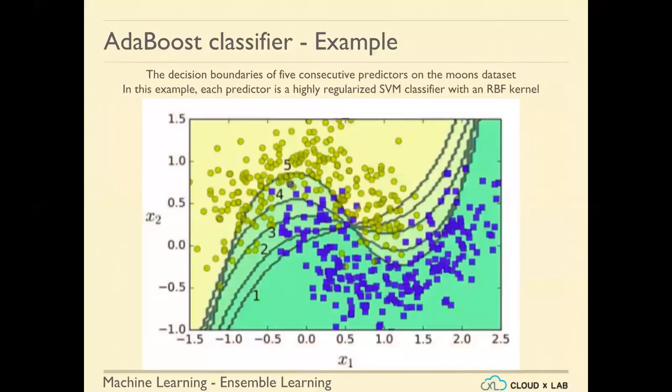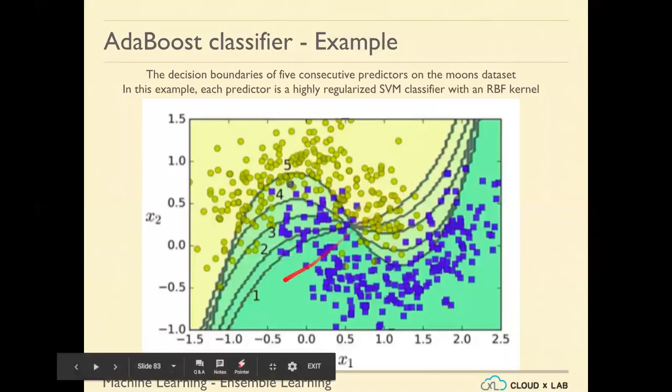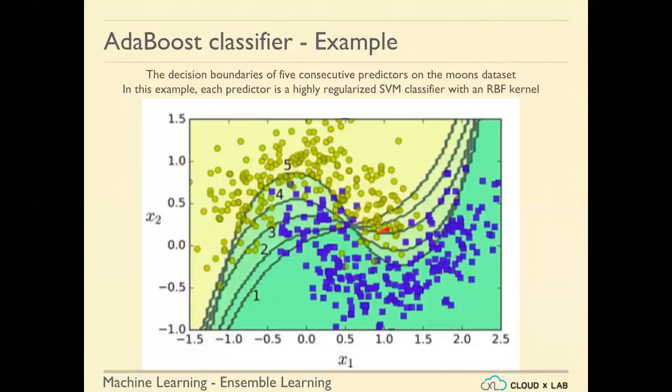Now the decision boundaries of 5 consecutive predictors on a moons dataset. This is what it is. In this example, each predictor is a highly regularized SVM classifier along with an RBF kernel. You can see that by the fifth one, it has classified it really well. In the beginning it was underfitting, then in the second one it was a little better, and by the fourth or fifth it's able to classify really well.